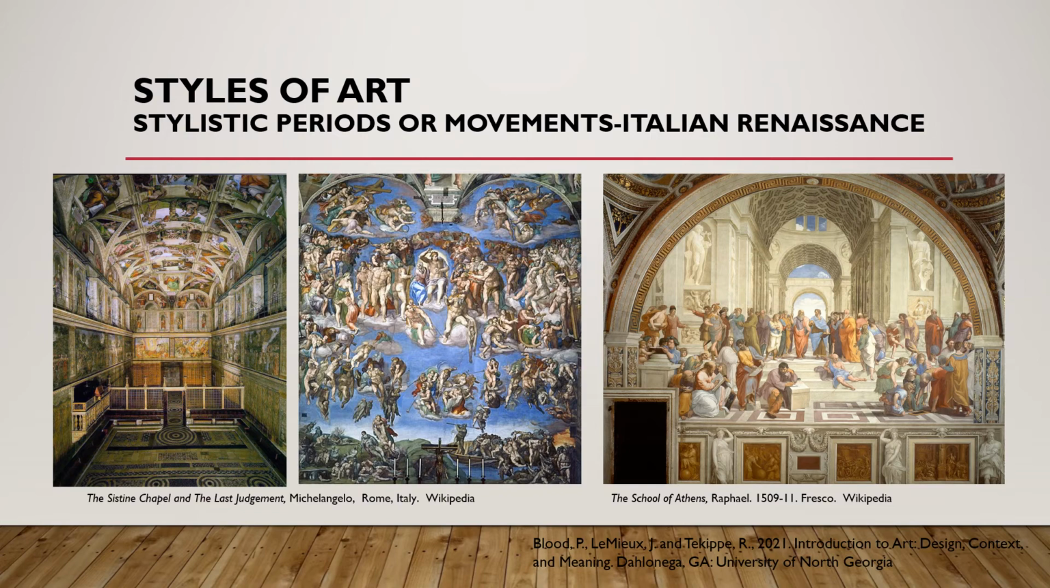The Sistine Chapel was painted in that fresco that we talked about before, where they would put wet plaster and then paint into the wet plaster. And on the right is another fresco, the School of Athens by Raphael. This is a really, really great example of the linear perspective.